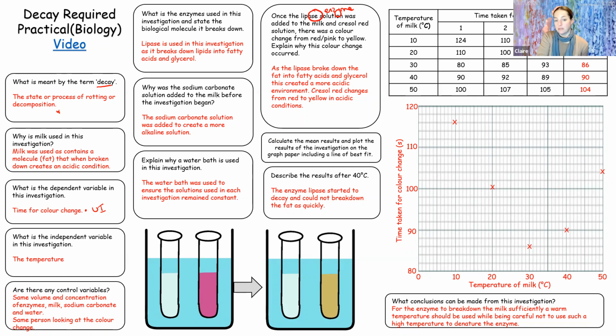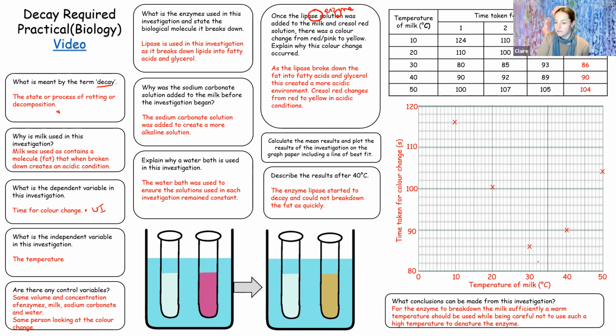Explain it, and that's just, again, as we said before, the lipase breaks down fat into fatty acid and glycerol, creating a more acidic environment, and then it changes from red to yellow in acidic conditions. Things like this, they'll ask you to calculate the mean. Again, you need to repeat it multiple times to create that average. It makes it more accurate.